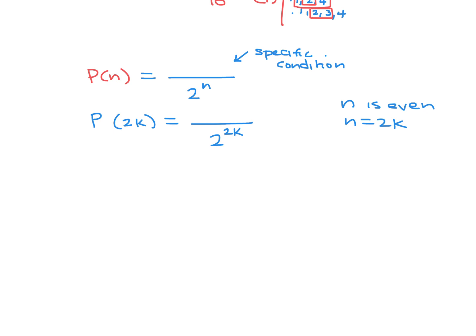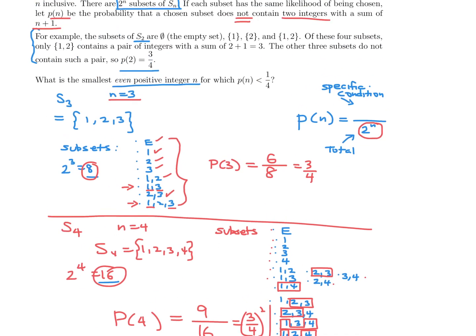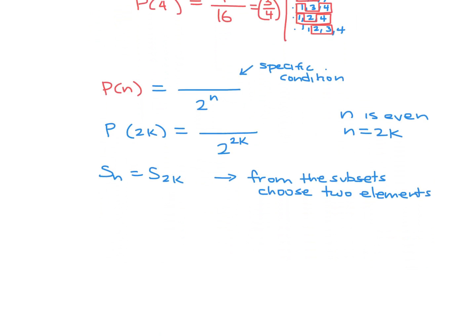Correct? Okay. And then therefore Sn, which is S2k, we have to then choose 2 elements from the subsets. Is the word elements correct, or is it integers? Let me see it here. 2 integers. I don't know why I chose elements, but 2 integers, elements, whatever, same thing.